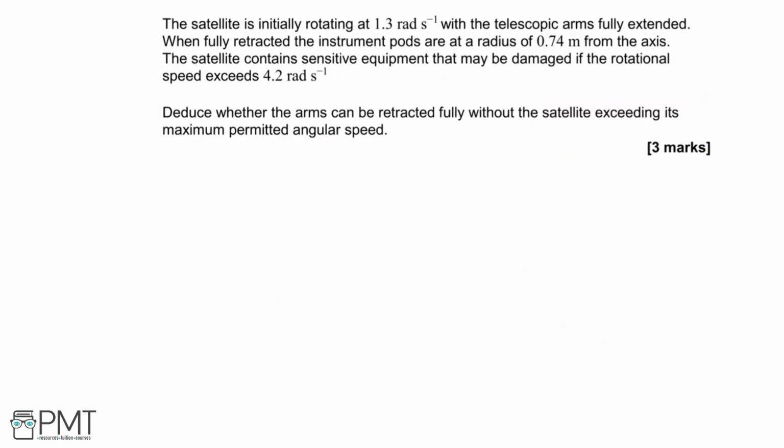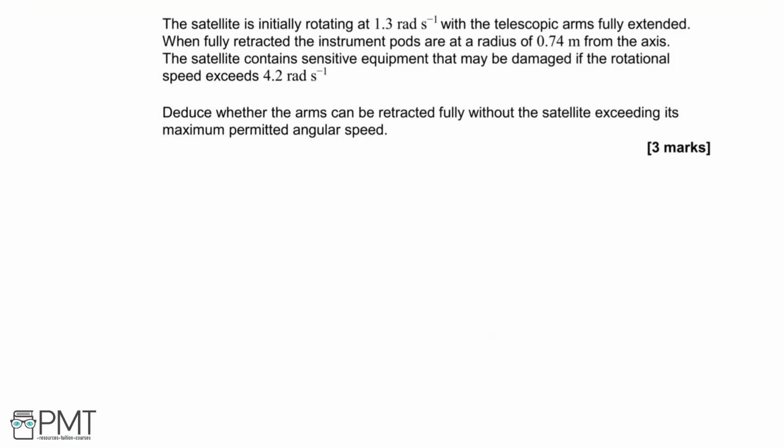The satellite is initially rotating at 1.3 radians per second with the telescopic arms fully extended. When fully retracted, the instrument pods are at a radius of 0.74 meters from the axis. The satellite contains sensitive equipment that may be damaged if the rotational speed exceeds 4.2 radians per second. Deduce whether the arms can be retracted fully without the satellite exceeding its maximum permitted angular speed.